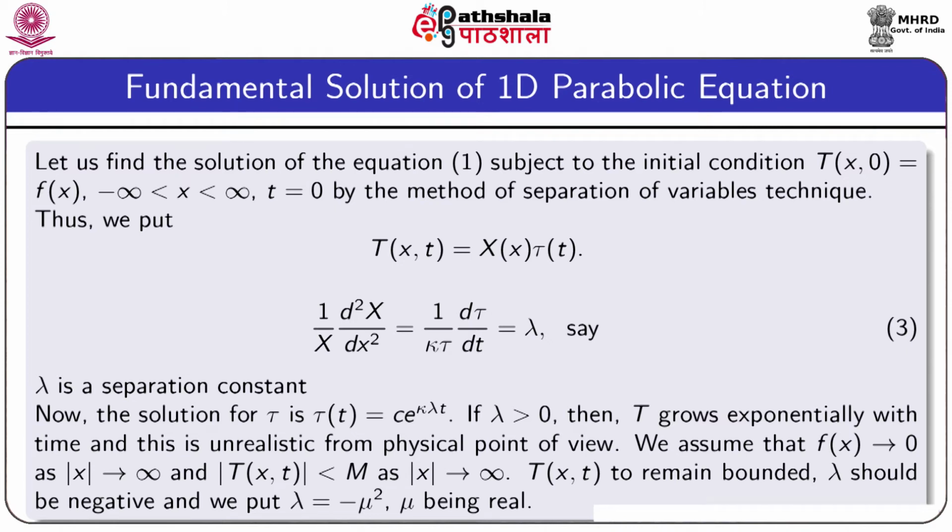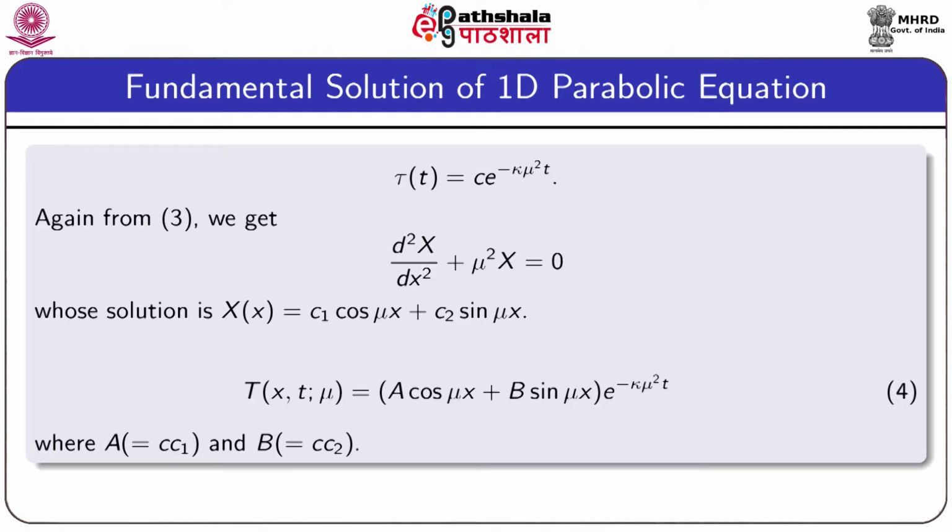So, for T(x,t) to remain bounded, we have to take lambda negative. For that reason we have chosen lambda as minus mu square, where mu is a real constant. Thus, putting lambda equal to minus mu square, the expression for tau becomes tau equals c e to the power minus kappa mu square t.